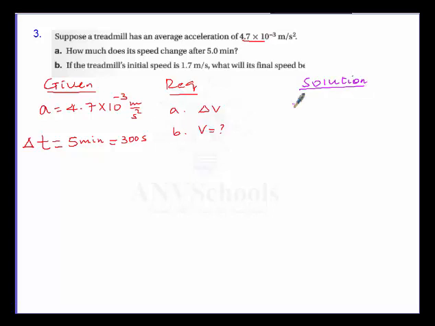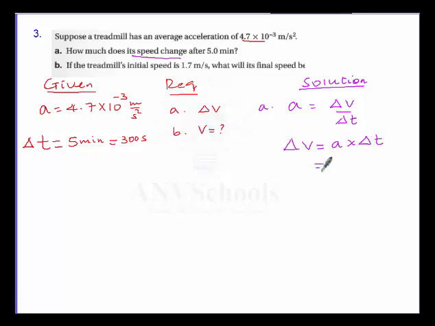We know that acceleration is defined as the rate of change of velocity: change in velocity over change in time. I'm solving part A, so we want to find the change in velocity. Cross multiplying, the change in velocity is now given by a multiplied by change in time.